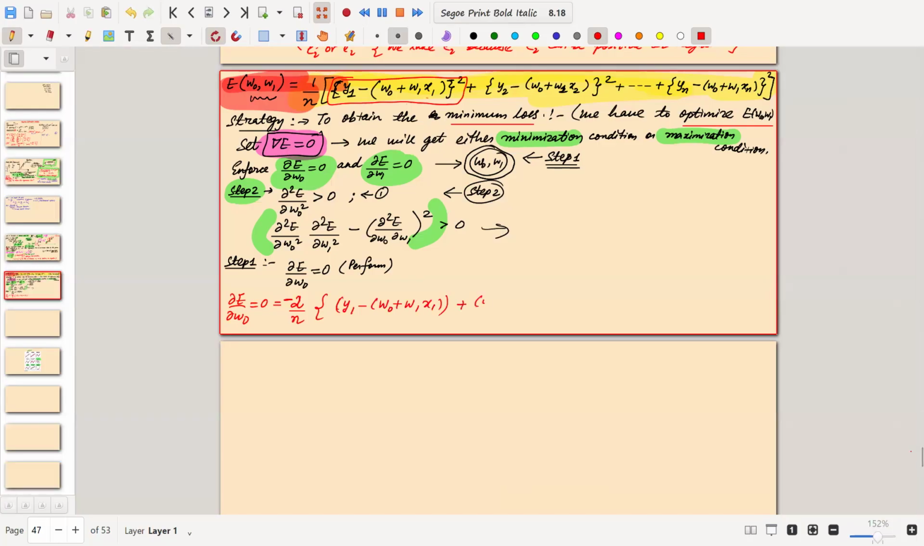Similarly, I can do the next term: Y2 minus (W0 plus W1 x2). Similarly, so on. I will do Yn minus (W0 plus W1 xn). Any wrong? Because see, we are doing dou E by dou W0, and minus W0 is there in each of the terms. If you take dou by dou W0 of Y1, what will be 0? Do you agree?